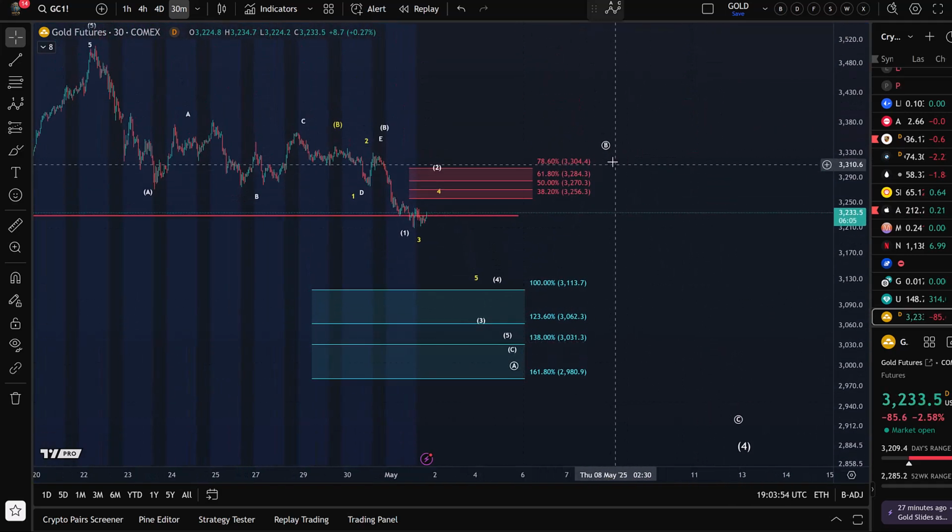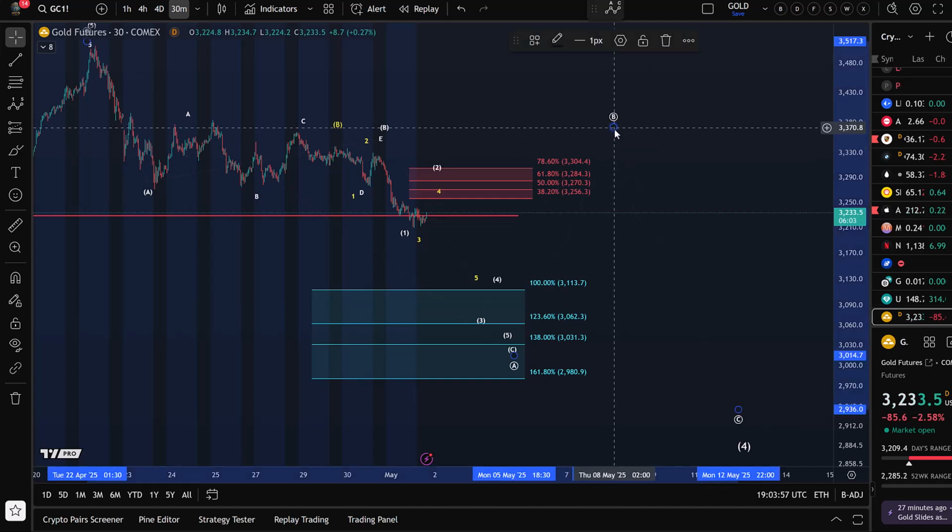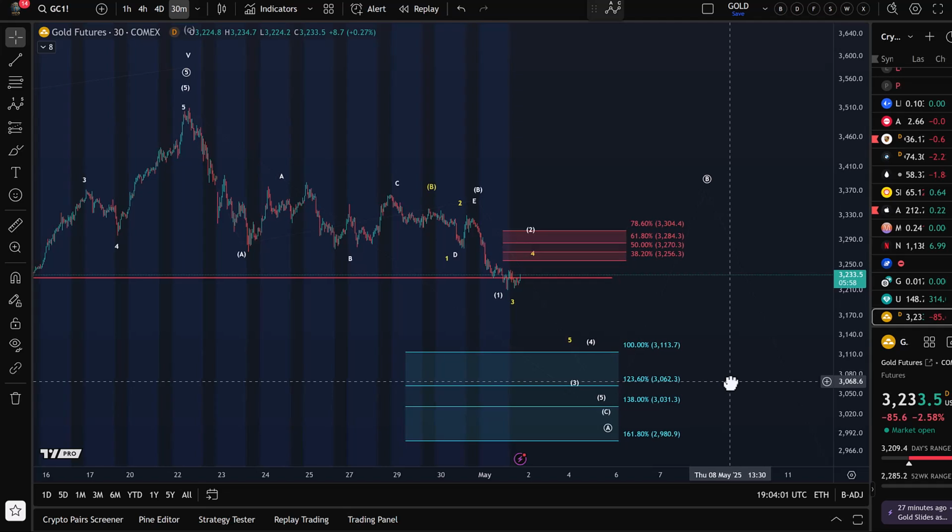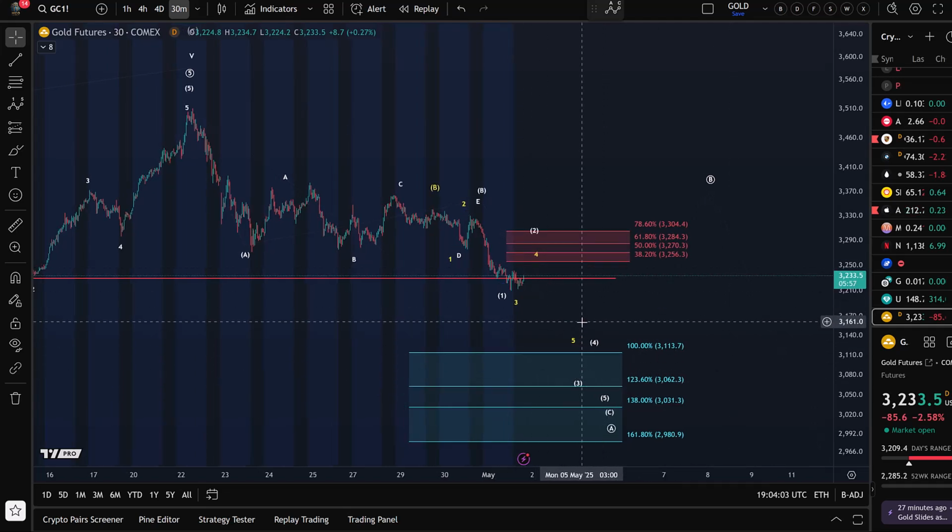Once we have the B wave completed, I can calculate a target for the C wave to the downside. So this is at the moment how I track the gold chart. In both counts, I would just keep it simple. In both counts, the market should hold below 3,304. Any break above might indicate that the structure is shifting.